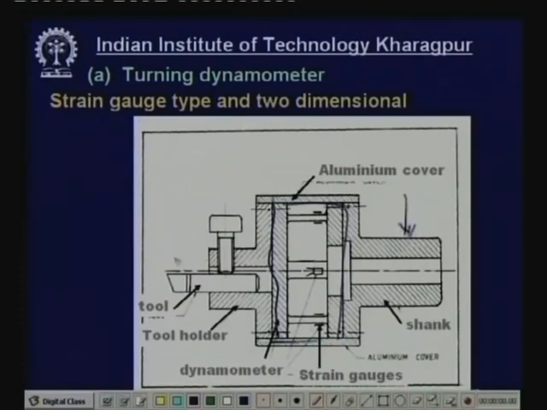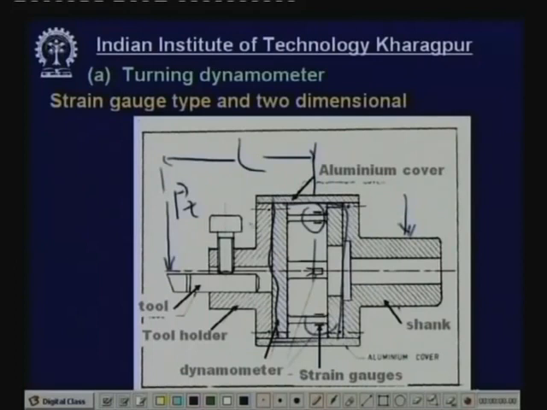Now on this ring, this is the force acting, say Pz. This is the cantilever beam, and this is the length L. This force Pz will produce a bending moment, Pz multiplied by L. This moment will create stress here, so the bending stress sigma is proportional to strain. That strain will be detected by strain gauges.